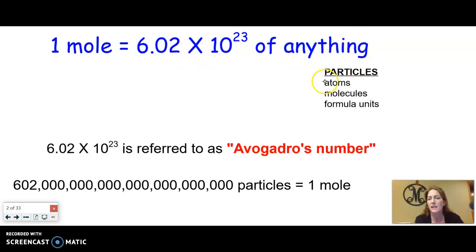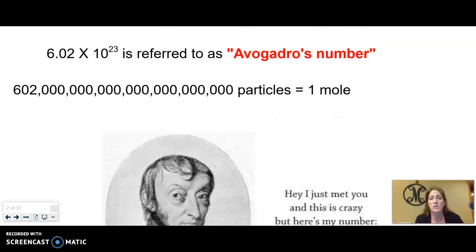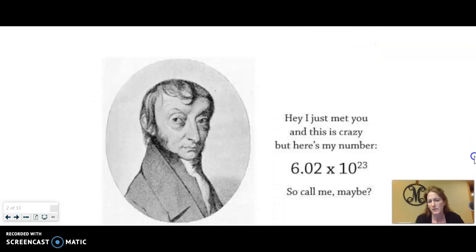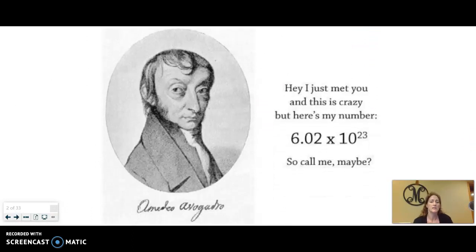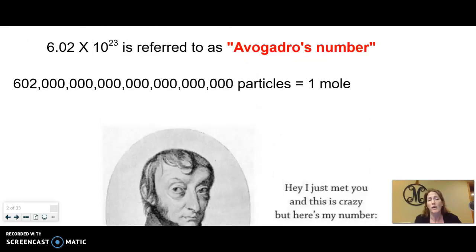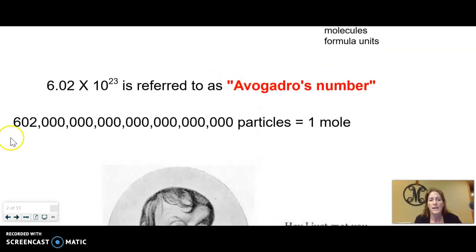Now this anything can be, for our purposes, atoms, molecules, or formula units. We call this Avogadro's number. Here's a picture of Avogadro. You've seen him before. He's on the front of your packet that I gave you. It's a derived unit. If you were to write the number out, it is 602 trillion, or 602 sextillion.